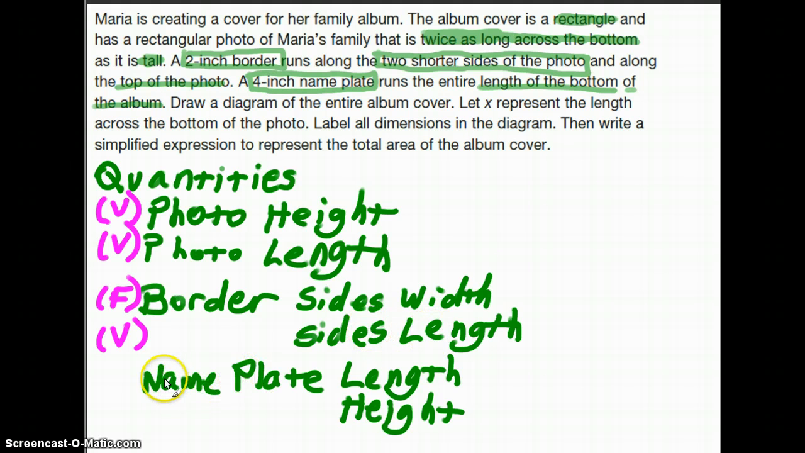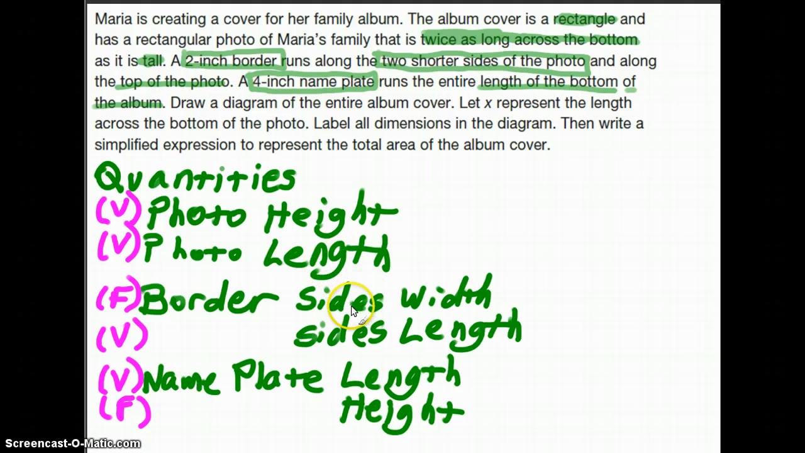That nameplate is going to run across the entire bottom part of the album. If you think about it, the bottom part of the album is going to have to be in relationship to the entire photo that's on the album. Since we don't know whether the photo is fixed or variable, this also has to be a variable. And then in terms of the height, we know that the nameplate could be fixed. Some people might get confused as to which of these should be fixed and variable, but when we draw the diagram, it's going to be very, very clear.